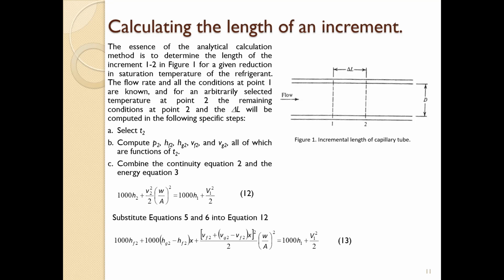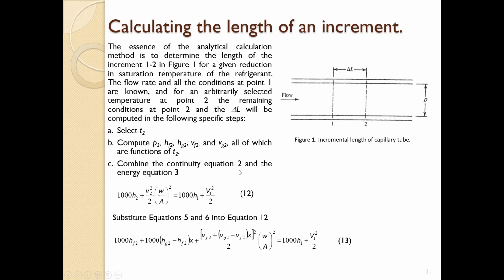So the flow rate and all the conditions at point 1 are known. And for a particular selected temperature at point 2, the remaining conditions at point 2 and delta L will be computed in the following steps. So, compute mo siya. Mag-select ako ng T2. So, compute mo yung length doon. Select T2. Compute P2, hf2, hg2, vf2, and vg2, all of which are functions of T2. Yung malapit doon sa 1.